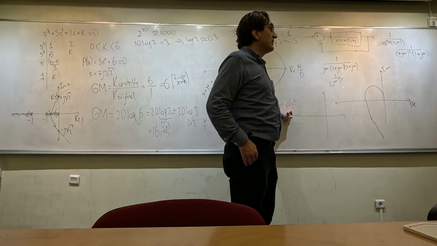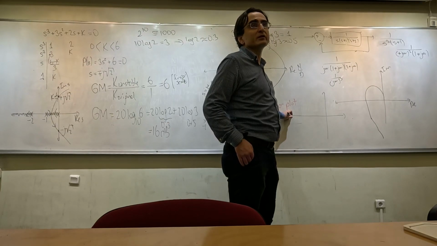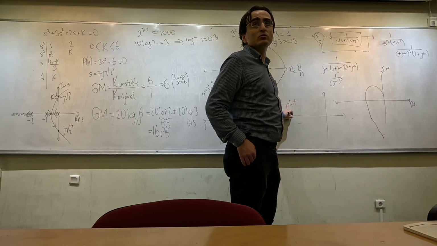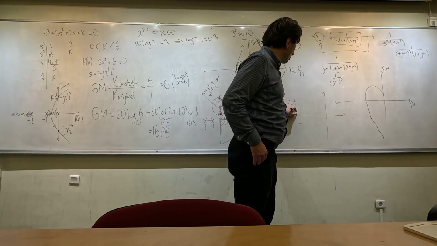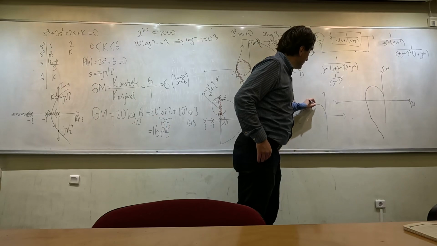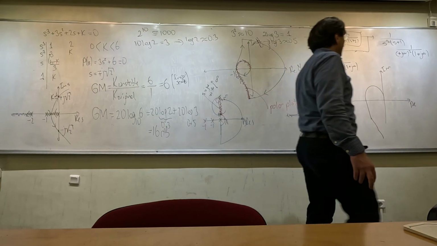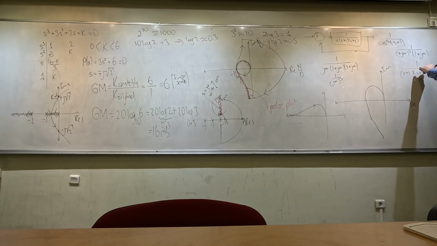And what is the magnitude and phase as omega goes to infinity? The magnitude is going to go to 0. Phase is going to go to minus 270. So the polar plot of this thing is going to look like this. Minus 180 and minus 270. Okay? 1 over s plus 1, s plus 2.